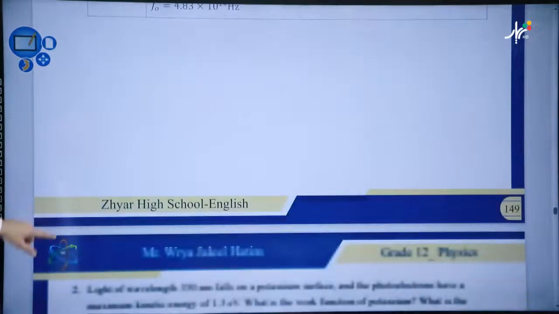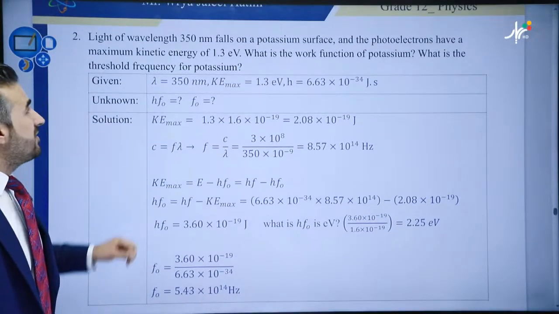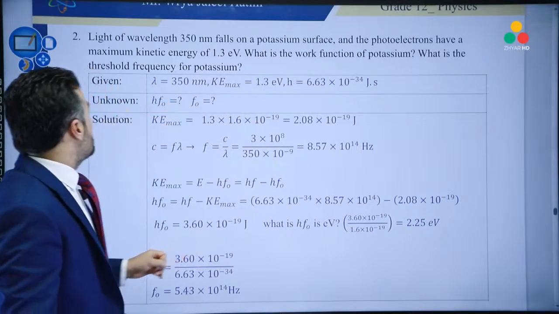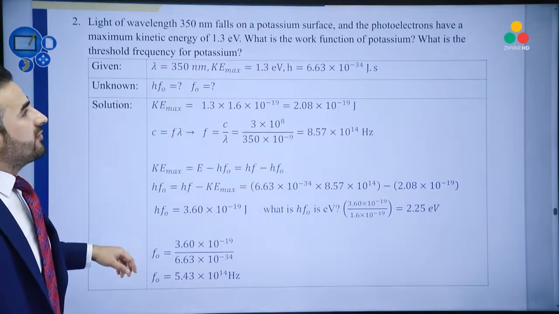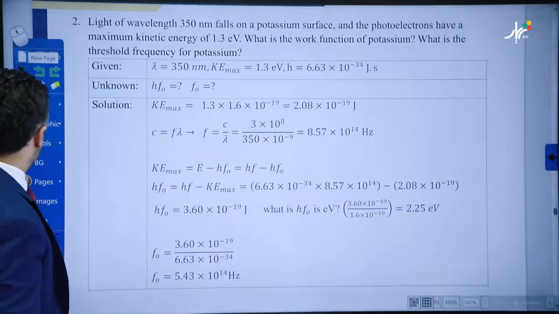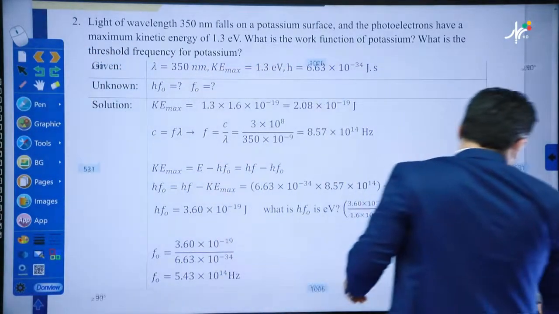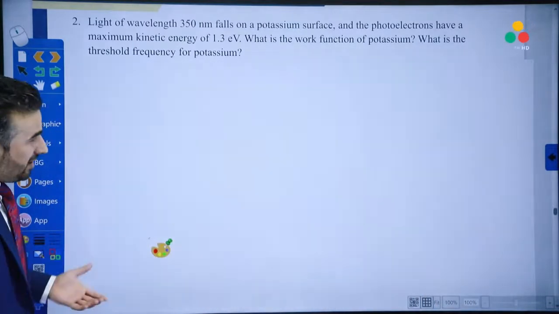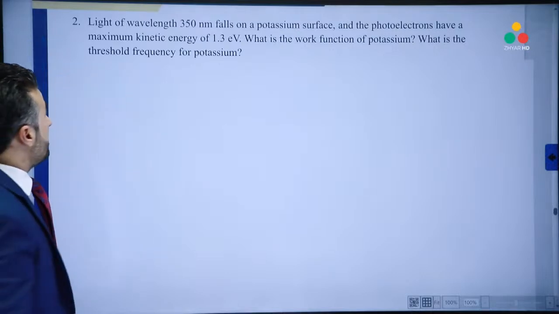Okay, going to another question. The question says, light of wavelength 350 nanometer falls on a potassium surface, and the photoelectrons have a maximum kinetic energy of 1.3 electron volt. What is the work function of the potassium, and what is the threshold frequency of the potassium as well? All right, so let's solve this question here, because there is a slight difference in idea, which I can't say is a big deal, but we'll do this one here.